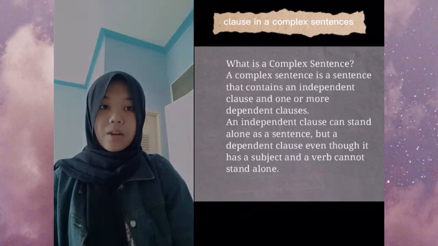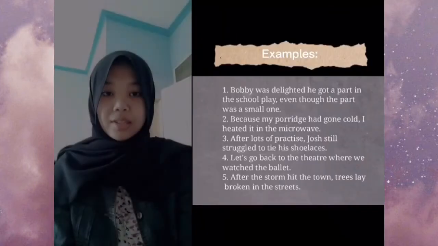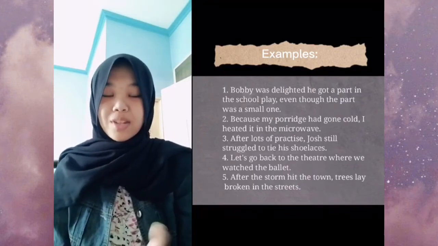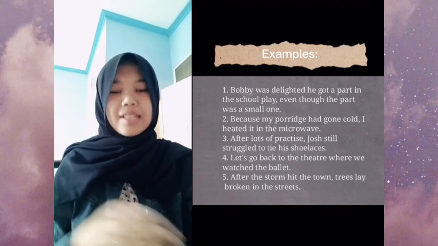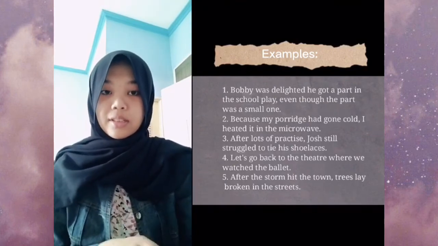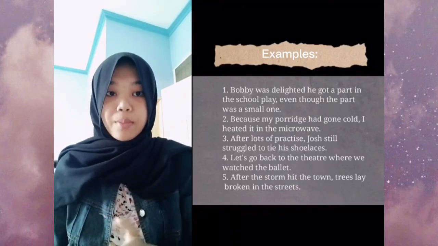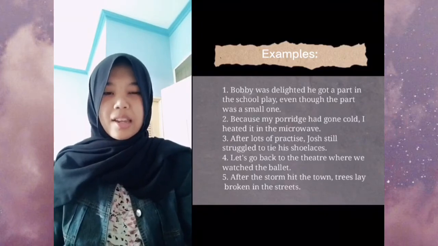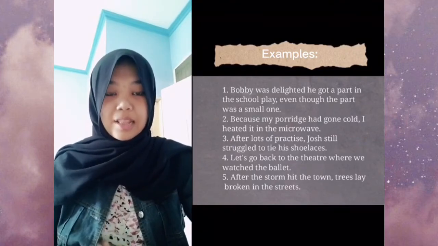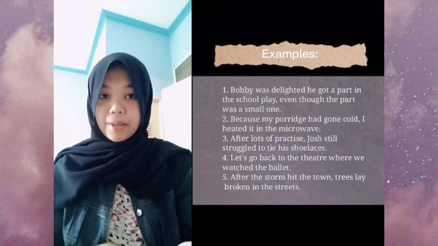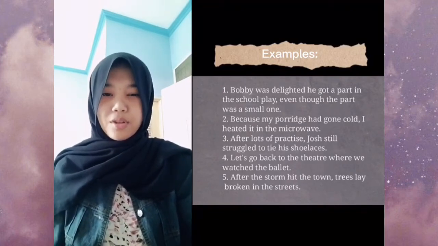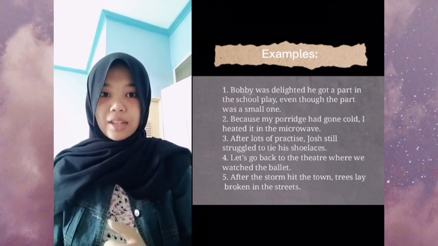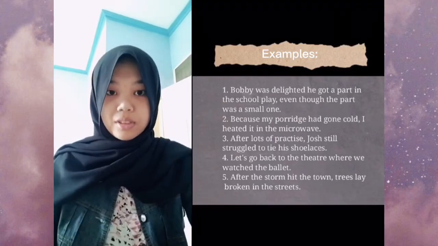Here are some examples of the complex sentence. Bobby was delighted he got a part in the school play, even though the part was a small one. In the sentence, Bobby was delighted he got a part in the school play is an independent clause. The second example, because my porridge had gone cold, I heated it in the microwave. I heated it in the microwave is an independent clause. The third example, after lots of practice, Josh still struggled to tie his shoelace. In that sentence, Josh still struggled to tie his shoelace is an independent clause.